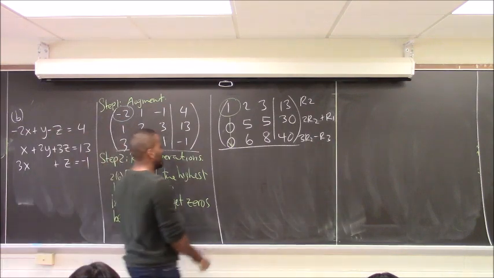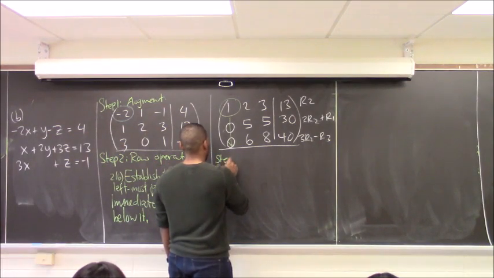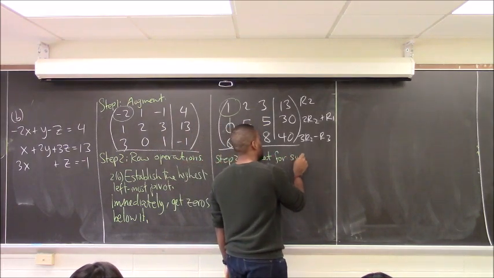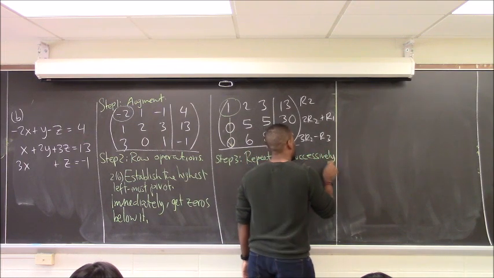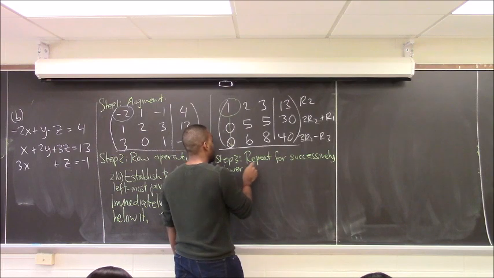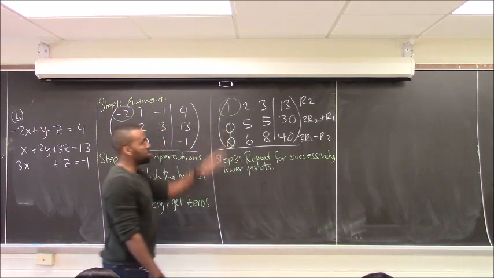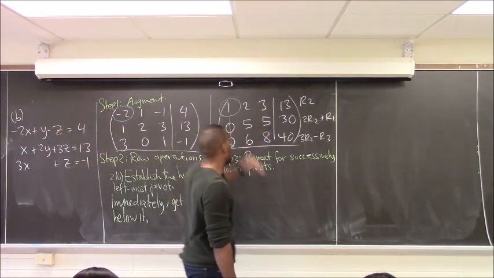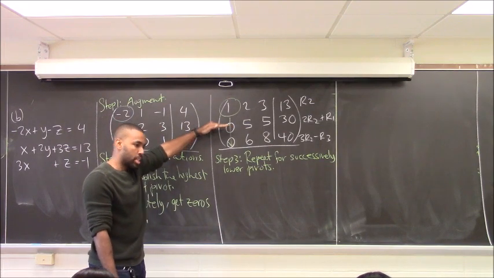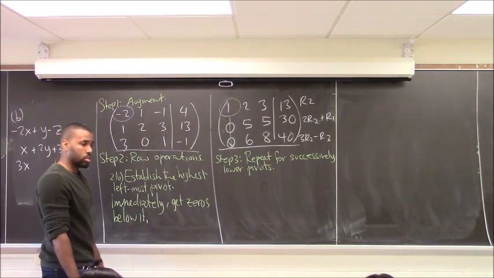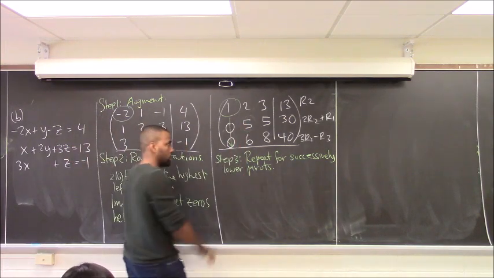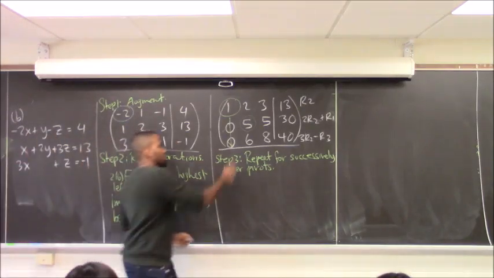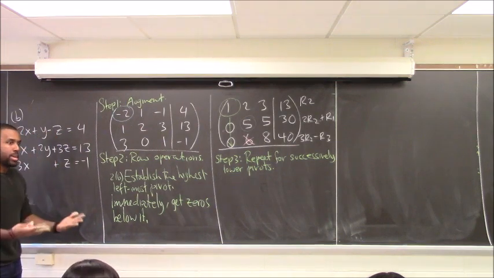Now, step 3. Repeat for successively lower pivots. So I just got the pivot in the first column sitting very comfortably. My next goal is to get the pivot in the second row, get him to feel comfortable. Which means I'm going to want a 1 in this situation and a 0 in that situation, right? So I know that's my next goal.